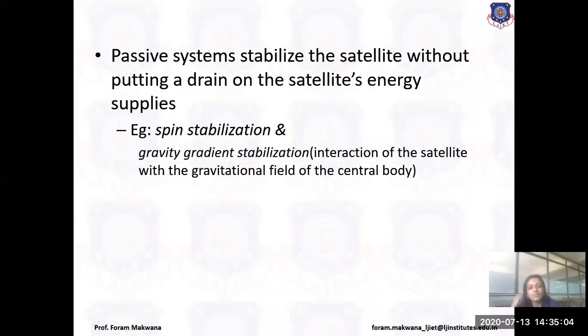Now, a passive system is used to stabilize the satellite without putting a drain on the satellite's energy. That means if we use this passive system, it will not affect my satellite's energy supply. The best example is spin stabilization, that means gravity gradient stabilization, which causes interaction of the satellite with the gravitational field of the central body. So it will not affect the actual energy of our satellite, which it gets from the power supply or solar cells. We only use the gravitational field of the central body.